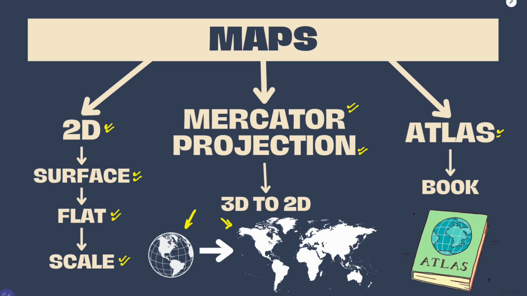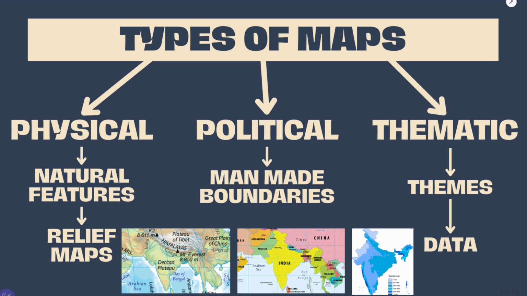Also, we saw the concept of atlas, where several maps are compiled into a single book. Further, we saw types of maps. There are physical maps, political maps, and thematic maps. Physical maps show the natural features of Earth, such as mountains, plateaus, plains, rivers, oceans, etc. These are also called relief maps. Political maps are maps that show man-made boundaries, like countries, states, districts, towns, villages, etc.